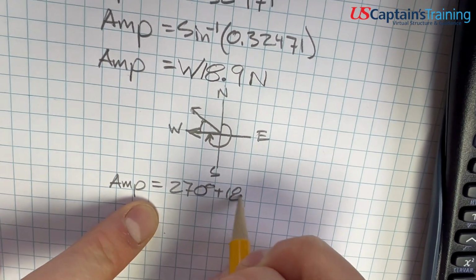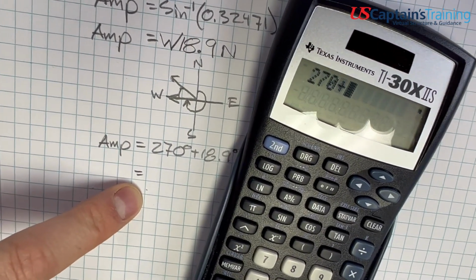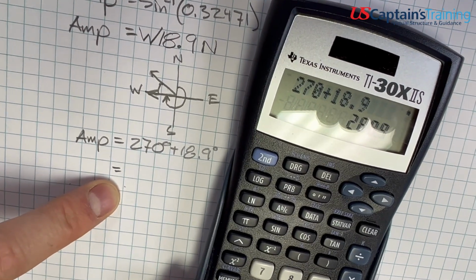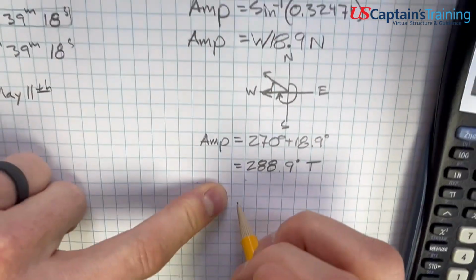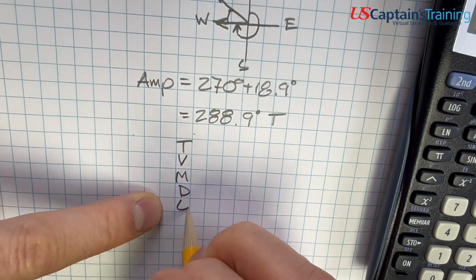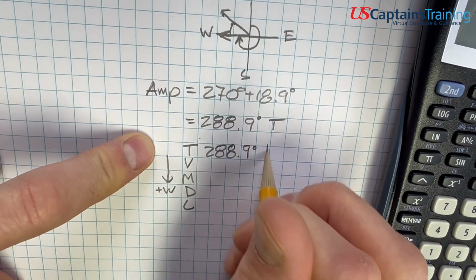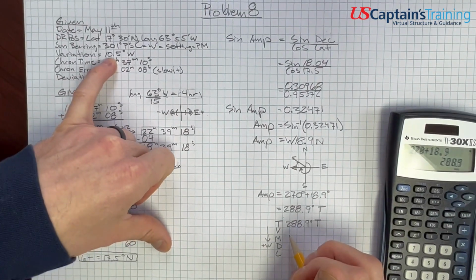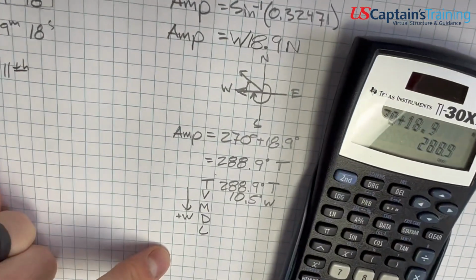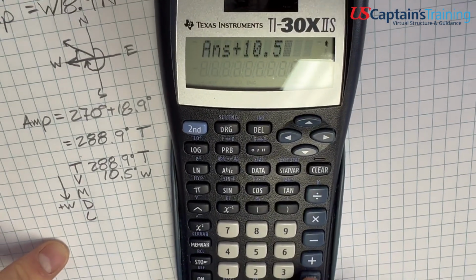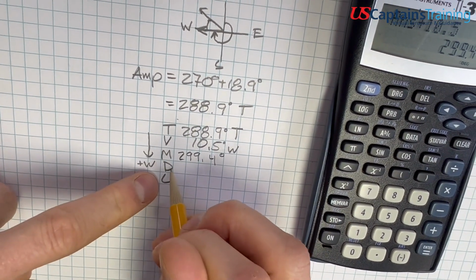So now our amplitude from north is going to be 270 degrees plus 18.9 degrees, which equals 288.9 degrees true. Let's throw it into our compass correction here: T, V, M, D, C. When we go down, we add west. 288.9 degrees true. Variation, given in the problem, is 10.5 degrees west. When we're going down, we add it. So 288.9 plus 10.5 degrees west equals 299.4 degrees magnetic.